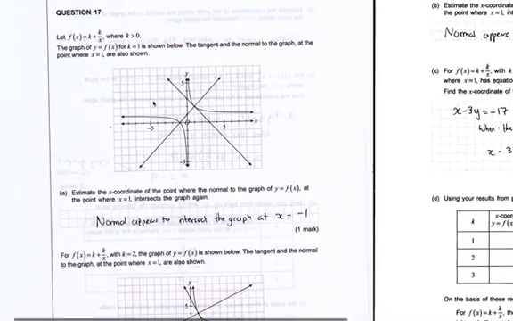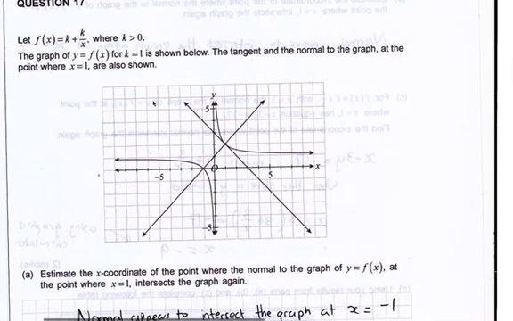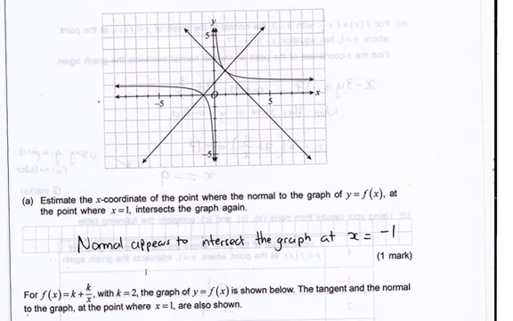Okay, question 17 now. This is a conjecture question. This is a good one, so let's dive straight in. So we're given our f of x as being k plus k on x, and we're given the graph there, for k equals 1. The tangent and the normal to the graph at the point where x equals 1 are also drawn. So we have the tangent there, and then we have the normal. So we're asked to estimate the x-coordinate at the point where the normal to the graph y equals f of x at the point where x equals 1 intersects the graph.